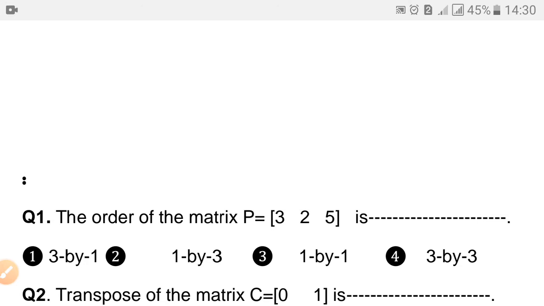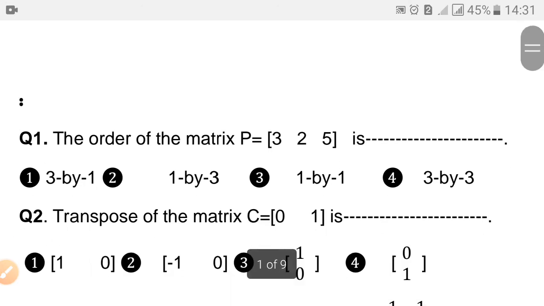The first question is: the order of the matrix P equal to [3, 2, 5] is? The order of a matrix is defined as the number of rows times the number of columns. The number of rows in this matrix is 1 and the number of columns is 3. So its order is 1 by 3, and the second option is right.